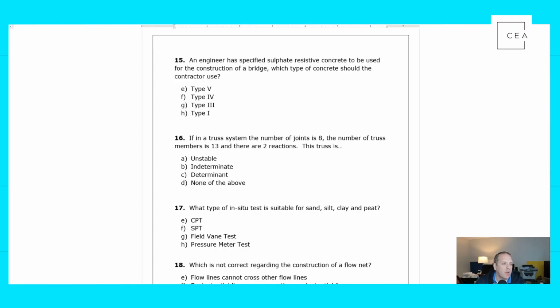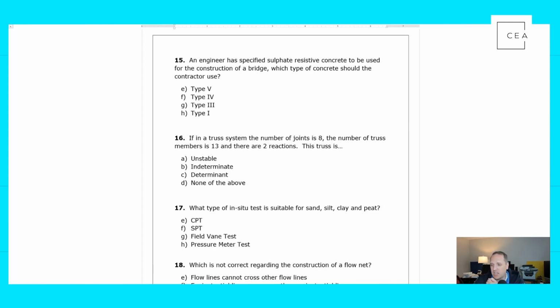All right, let's look at another 2 here, and we'll probably wrap this thing up for us. So the next one says, if in a truss system the number of joints is 8, the number of truss members is 13, and there are 2 reactions, the truss is what? Is it unstable? Is it indeterminate? Is it determinate? Or is it none of the above?